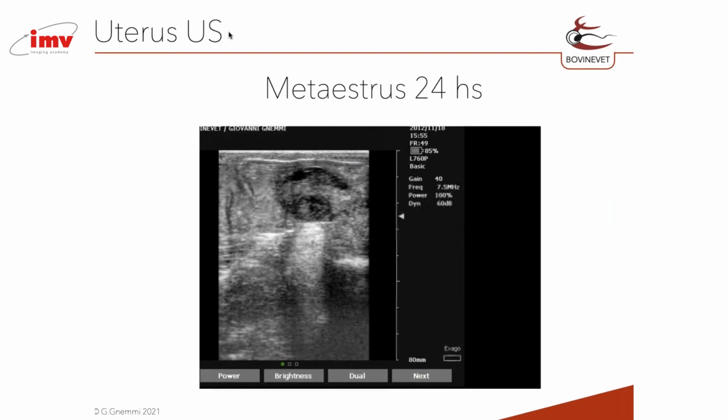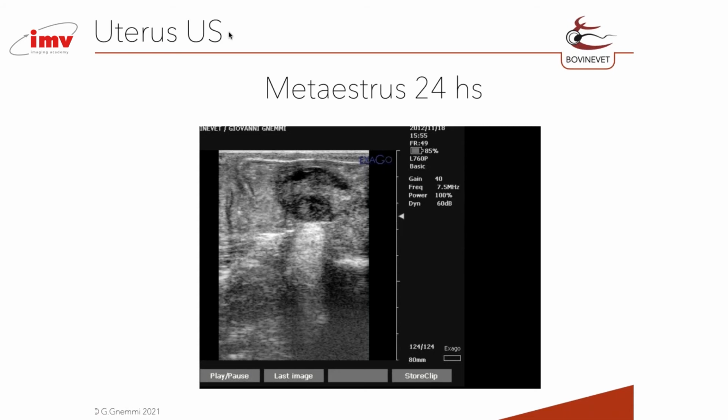The corpus luteum during metaestrus is not producing a large quantity of progesterone. In particular, 24 to 48 hours after the ovulation, independent of the size of the corpus luteum, which may be between 10 and up to 12 or 13 millimeters in some rare cases, the progesterone production can be around 0.2 to 0.3 nanograms per milliliter. But attention, the size, in this case, is not correlated with the production of progesterone.